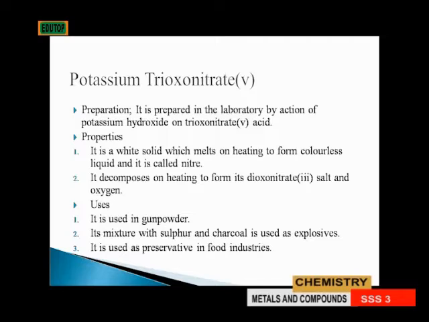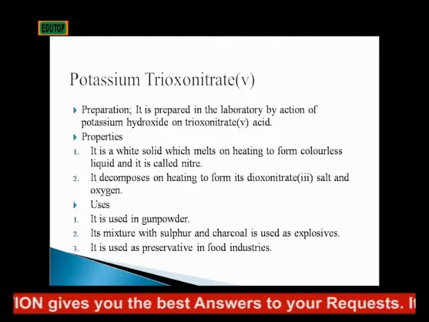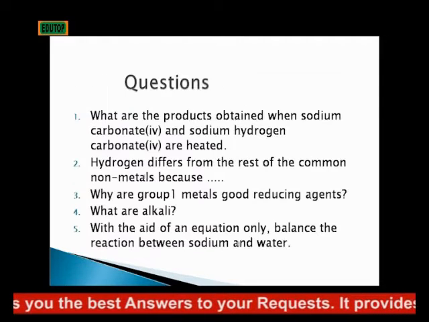Potassium trioxonitrate(V) is a constituent of gunpowder. It is mixed with sulfur and charcoal, which is used as explosives. It is used as a preservative in food industries.